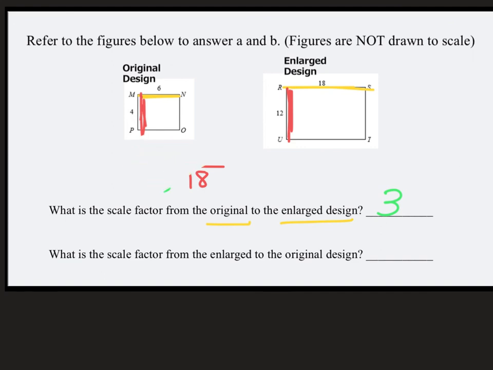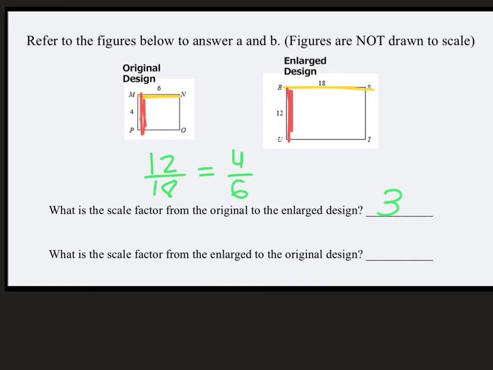The second question asks the opposite. So go from the enlarged to the original. Just flip your proportion. So 12 over 18, and I'm going to 4 over 6.